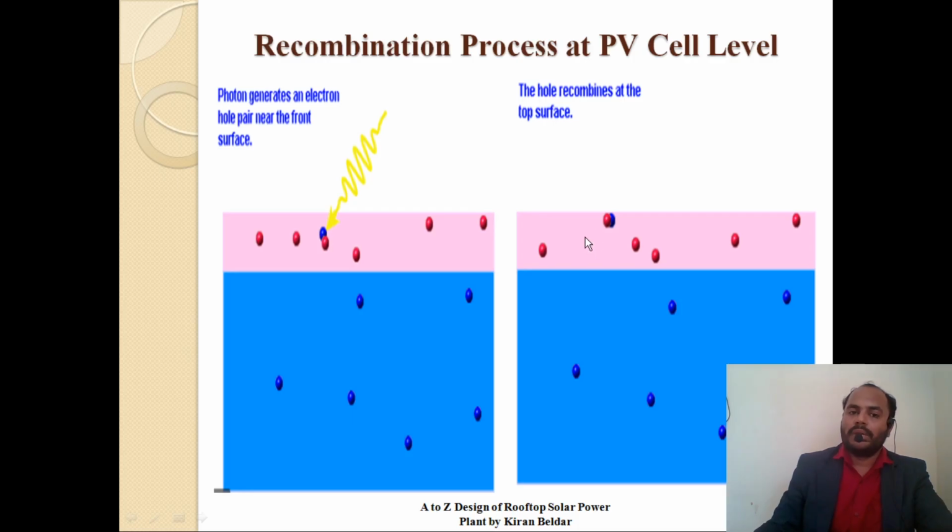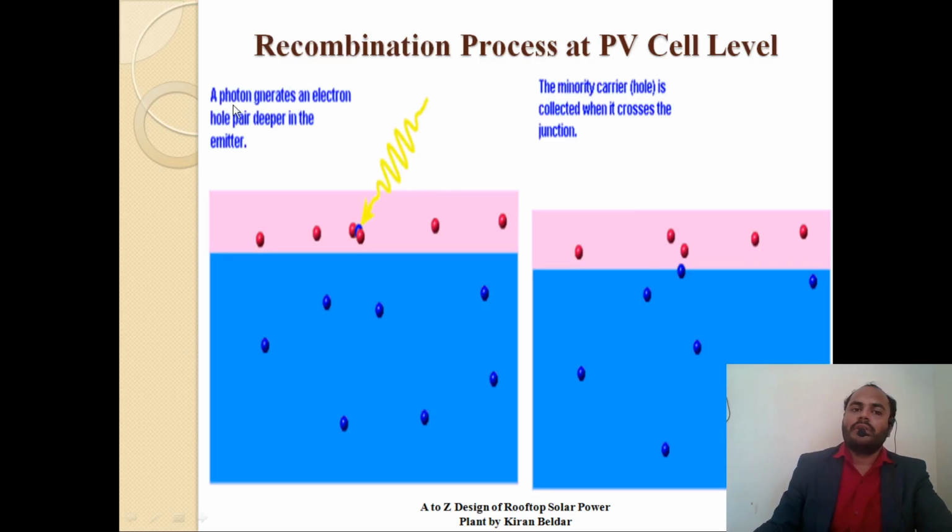Out of the generated electron hole pair, the hole is recombining at the top surface, so there is a loss of collection of electricity on the top surface. Next, a photon generates an electron hole pair deeper in the emitter. The minority carrier, that is a hole, is collected when it crosses the junction. The hole gets separated and is collected by crossing the junction. Because of that also there is an improper collection of electricity.